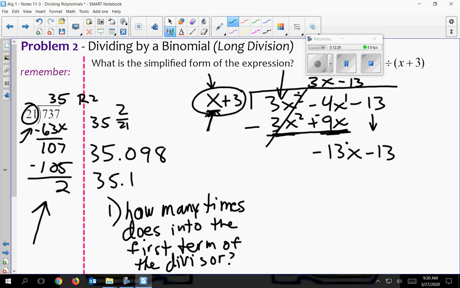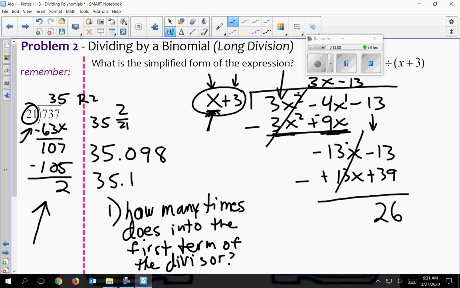So negative 13 times x is negative 13x. But I have to distribute it to this 3. So negative 13 times 3 is negative 39. Okay? Now I need to subtract that. So that's going to change this to positive and also change that to positive. These 13x's will cancel each other out. And negative 13 plus 39, or 39 minus 13, gives me 26.